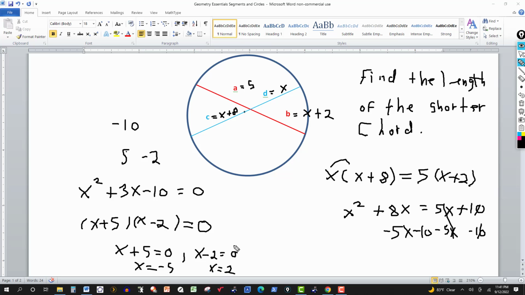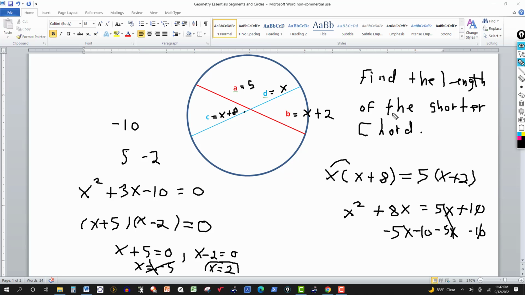Now here we're dealing with lengths. We can't have a negative length, so this answer we have to reject. X cannot be negative 5. We throw that one away. The only possibility is x equal to 2. In some problems like this, they might just say, find the value of x. In that case, you would finish right here and say the value of x is 2.